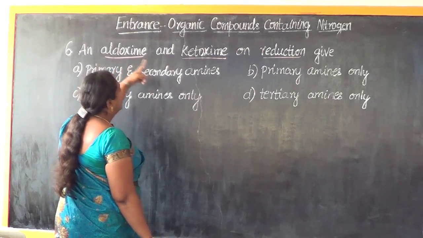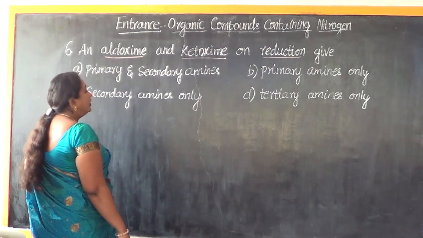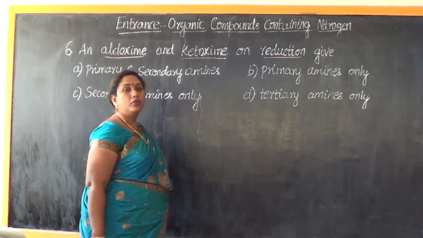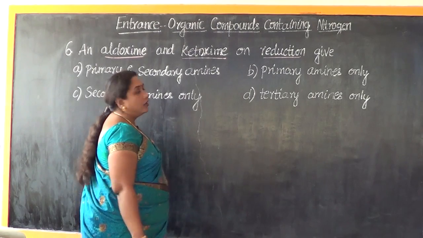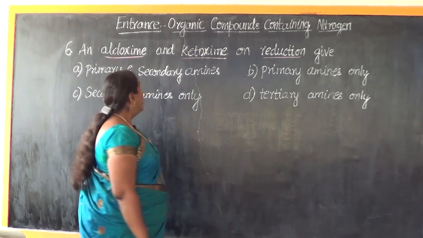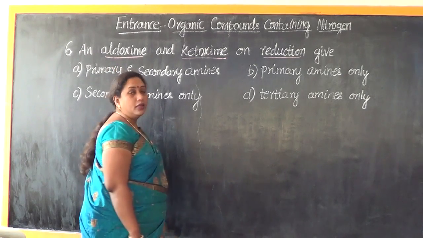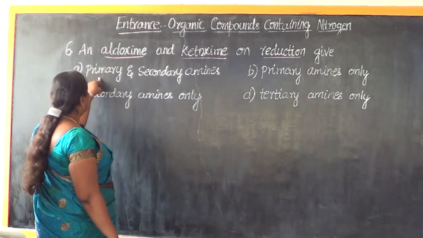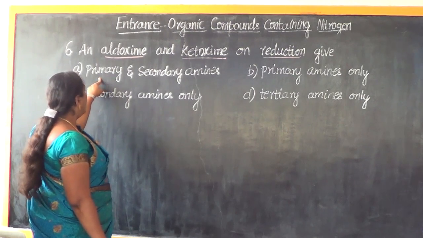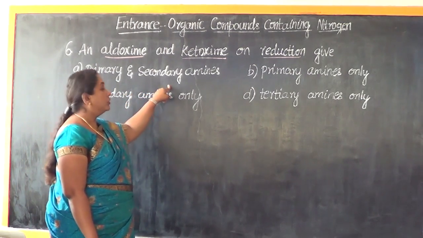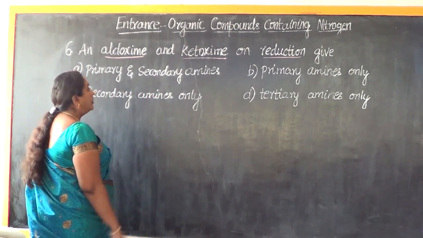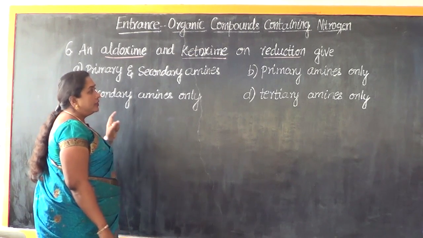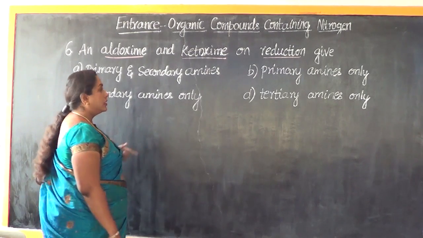An aldoxime and ketoxime. Now, often for a ketone reaction is considered ketones. Whenever we talk about ketones, it's always a secondary alcohol we consider to obtain a ketone. And for aldehyde, we always consider a primary alcohol. If you keep that baseline and think option A, primary and secondary amines, is the correct answer, you might be wrong. First, let us see what is an aldoxime and ketoxime. I'll explain this in a little deeper manner so that you understand the concept better.